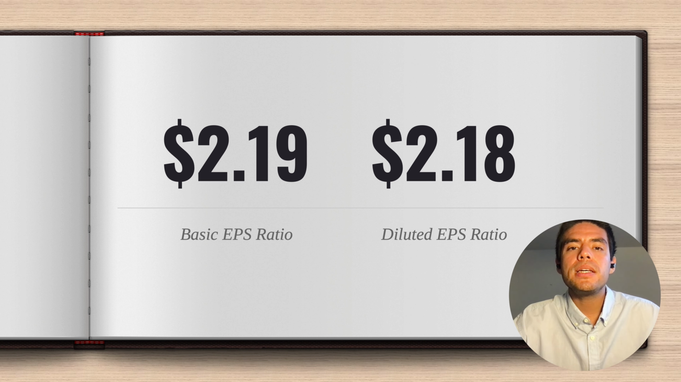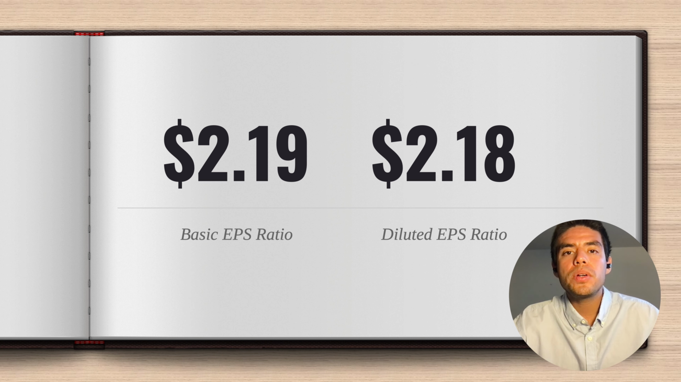Now, basic EPS of $2.19 means that for each share of common stock outstanding, the company has earned $2.19 in net income over the given period, usually on a quarterly or yearly basis. A diluted earnings per share of $2.18 means that the company has earned $2.18 over the same period, but the figure accounts for the potential dilution effect of convertible securities, such as stock options or convertible bonds. That could increase the total number of shares outstanding. Diluted EPS provides a more conservative measure of earnings per share by considering maximum potential dilution impact on existing shareholders.